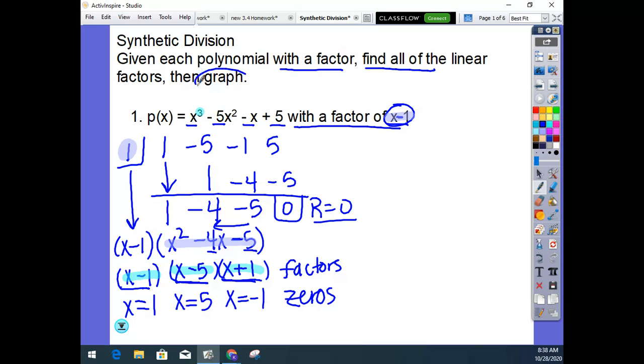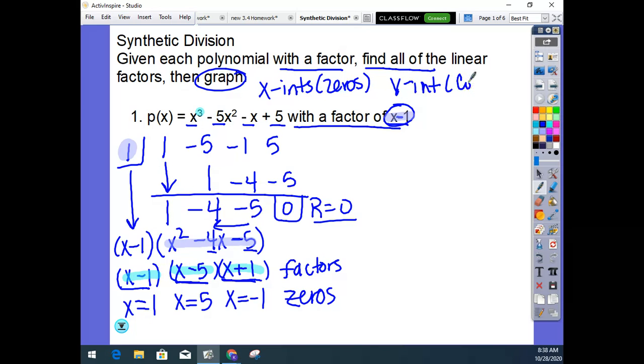If we want to graph, I need to graph the x-intercepts, which are the zeros, and the y-intercept. Where do we find the y-intercept again? That's the constant. The constant tells me the y-intercept. So these are my x-intercepts, and my y-intercept is positive 5.